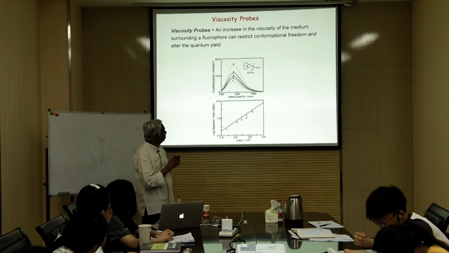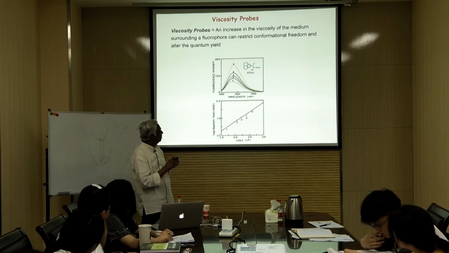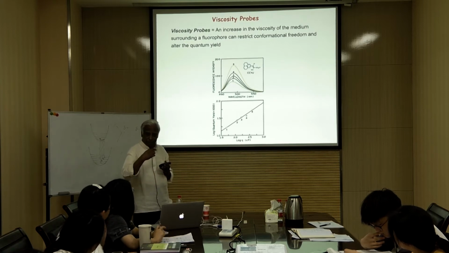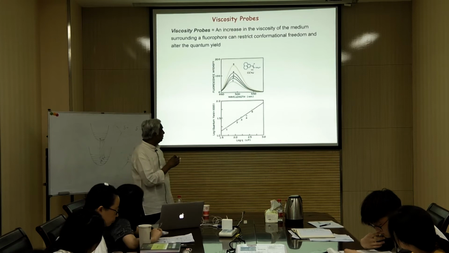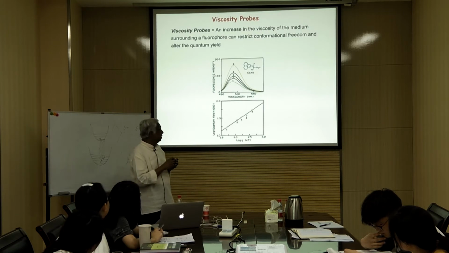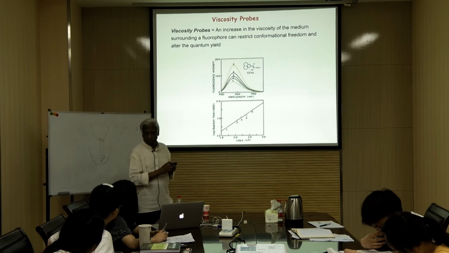If you look at this compound, there is a carbon-carbon double bond here. When you excite it, that is going to rotate. If it rotates very freely, then the emission intensity is going to be weak. It is not going to emit because it is using the energy to rotate. If the viscosity becomes very high, then it cannot rotate.